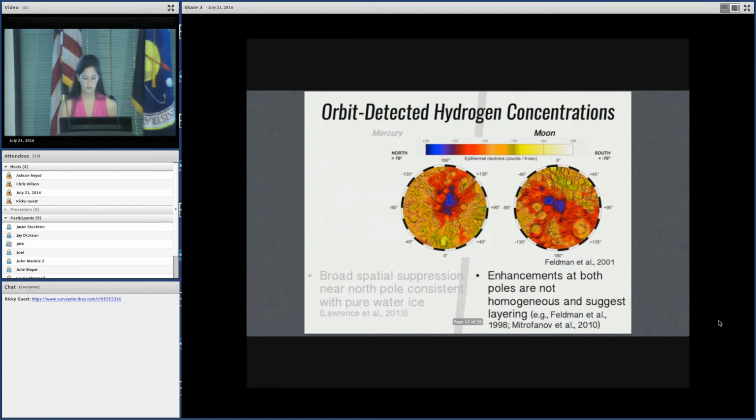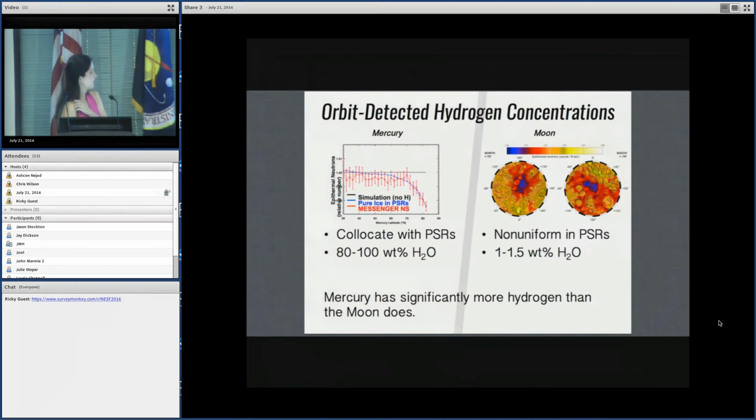On the moon, as Matt talked about earlier, for those of you who saw his talk, the enhancements aren't as homogeneous, and they're not centered at the poles of the moon today. They also are suggestive of some sort of layering of the deposits. So while both the moon and Mercury have measurements of hydrogen detected, they're much more pure for what we see on the surface of Mercury than they are on the moon.